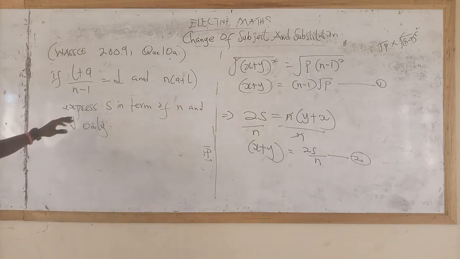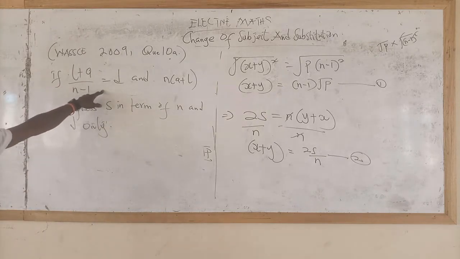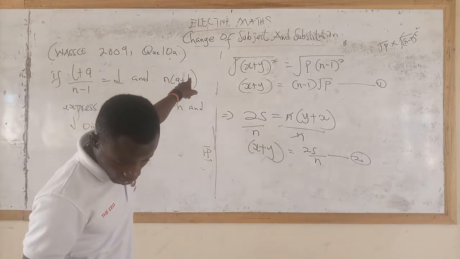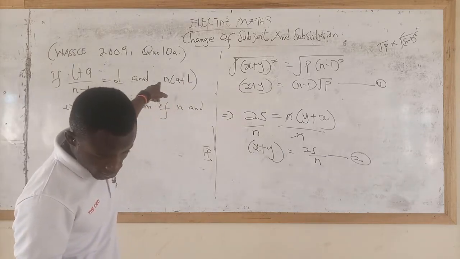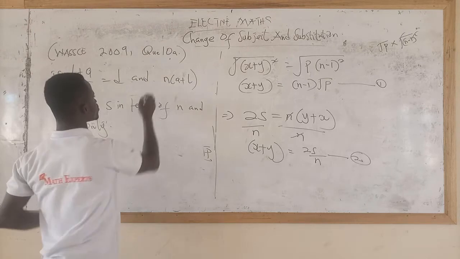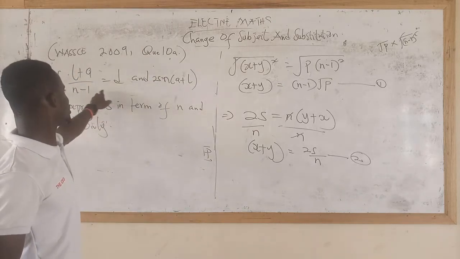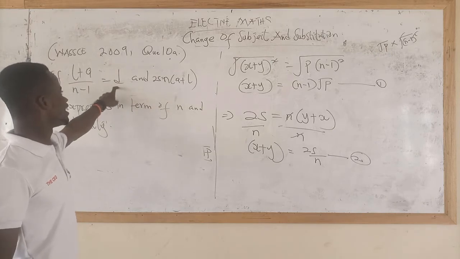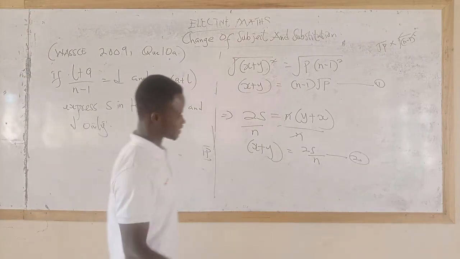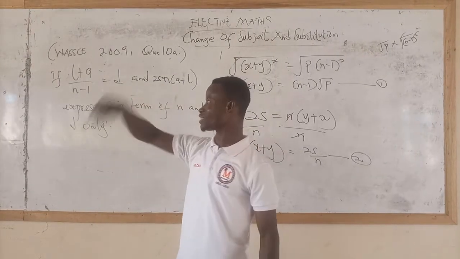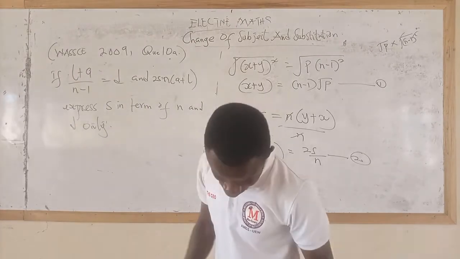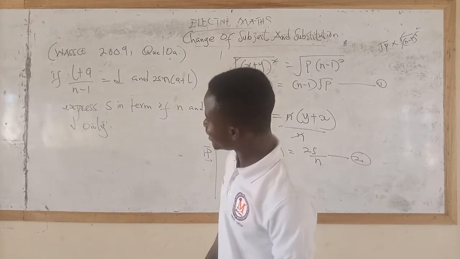Look at this, and look at this. Something is like here: 2S is equal to 2S is equal to. So you can really see that's how I have it. Look at this question. It's similar to the one that we have here.